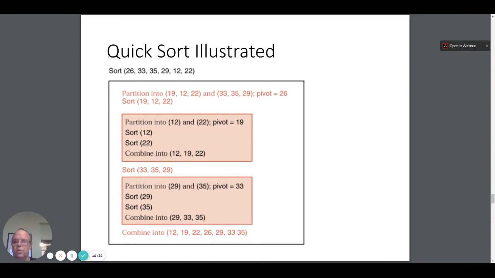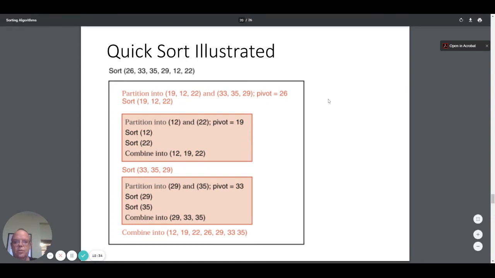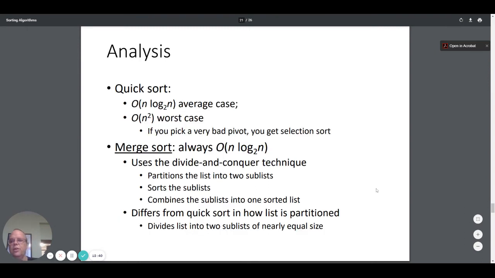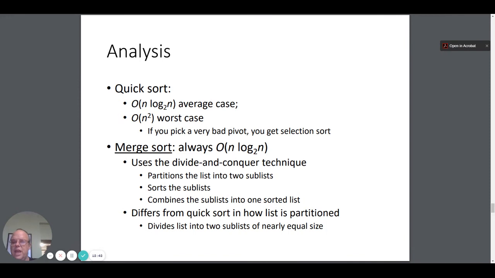So that's how quicksort works. Quicksort's kind of a really nifty way to do things. The average case is O of n log n, which is kind of the speed limit for sorting with a sort based on key comparisons.